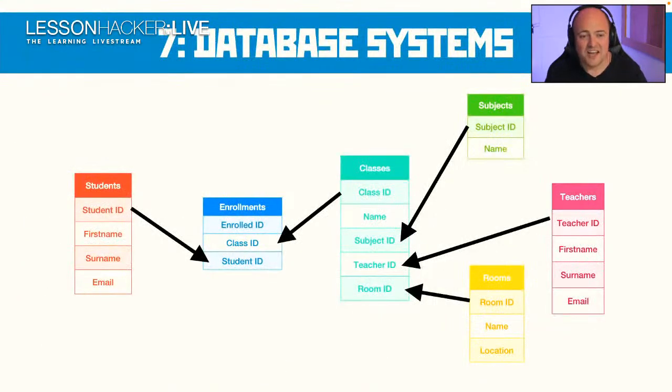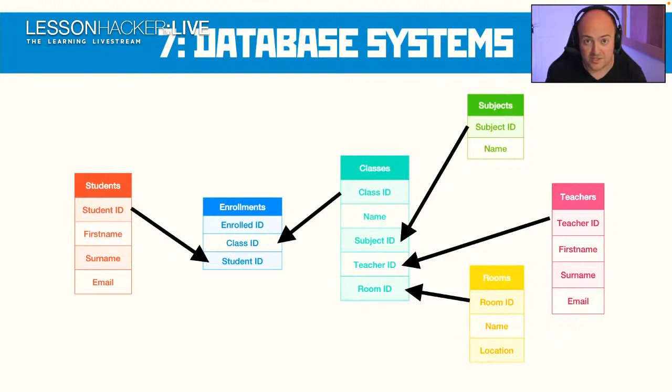Database systems next. So here's a relational database. You've all done this for the practical unit. You've got your entities, which are the individual tables that only store information about their own topic. You've got their key fields, the unique identifiers, the thing at the top. And then you've got the relationships. Mainly, you've got a one-to-many relationship.